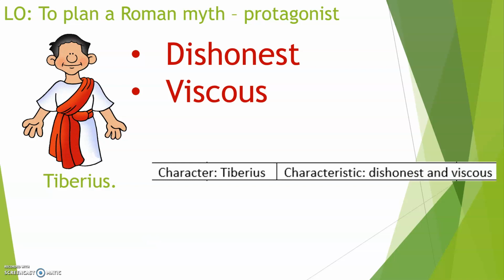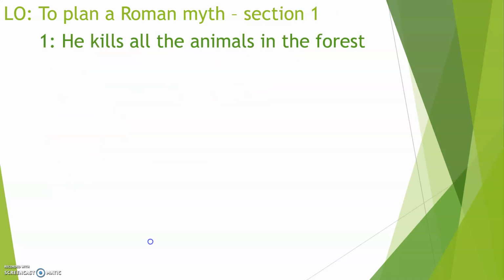Now what I'm going to do is complete this bit of the plan. Next to where it says character, I'm going to write his name or her name. And next to the characteristic, I'm going to write the 1 or the 2 characteristics. So we need to pause the video now, find a name for your character, and think about some characteristics for your character.